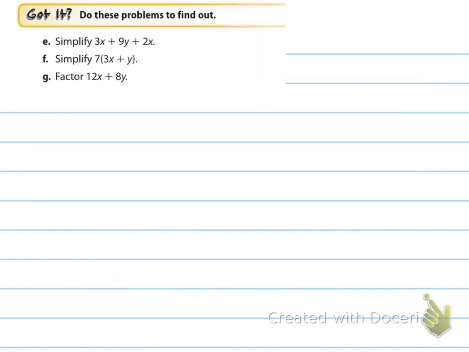All right, so you're going to do E, F, and G on your own. E and F are for simplifying, so combine like terms, and then G is going to be factoring. When you come back, I'll show you the answers. Pause the video now.